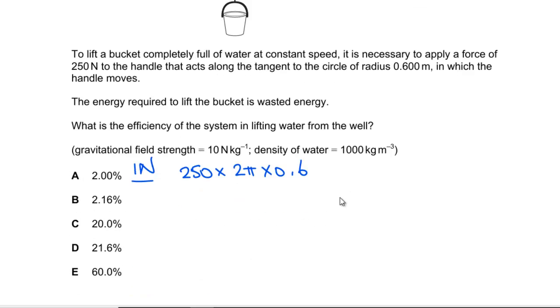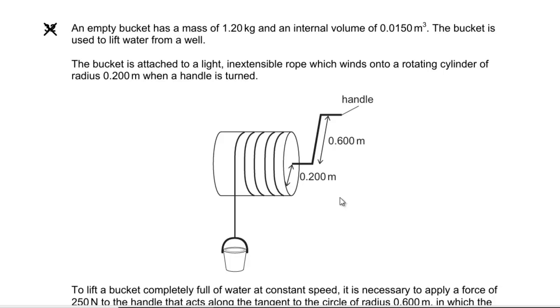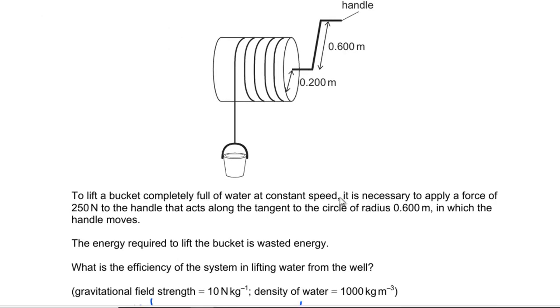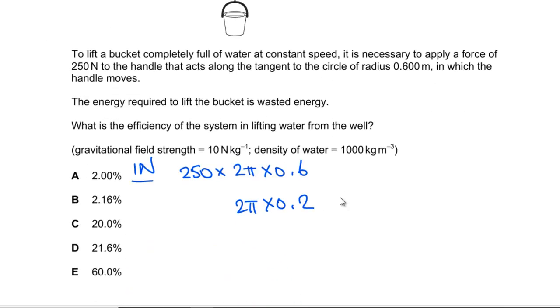So we've got 2 times pi times 0.2, but we're lifting a bucket full of water. So that is 0.015 times 1,000, the density of water. But that gives us the kilograms, so we have to multiply by 10 to get the newtons, to get the weight. Right, and then we need to divide the bottom one by the top one.